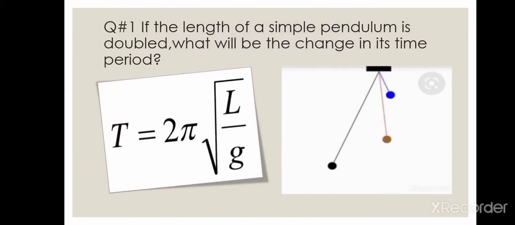Question number 1 is, if the length of a simple pendulum is doubled, what will be the change in its time period? I will give you some hints about every question and you have to write the answers yourself. As you can see the formula, T equals 2 pi under root L by g. You have to make use of this formula and you can see in this video different pendulums with different lengths. Observe it carefully. Your answer will be here. You can give your answer by making use of this formula and this video.